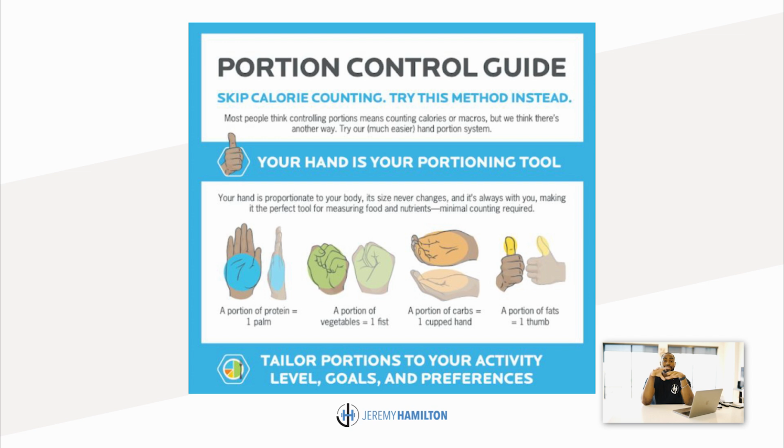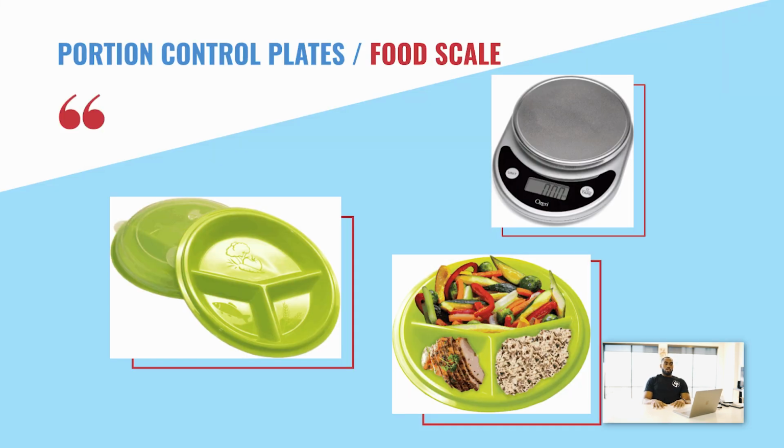And then that's a good baseline if you don't want to calculate your macros, if you don't want to weigh your food, use your hands. So if you want to go past that, you can use portion control plates. You can buy them cheap on Amazon, where it separates your plate into protein, fats, carbs, or you can buy a food scale. And on a food scale, you know exactly how much food you're intaking.